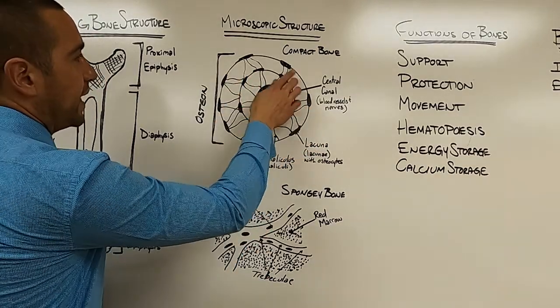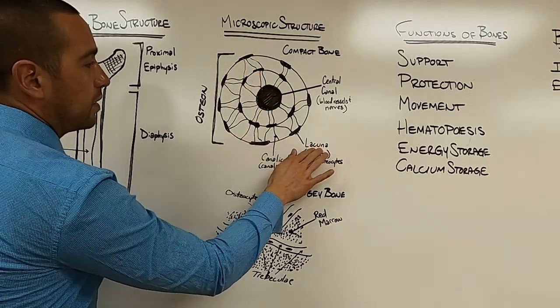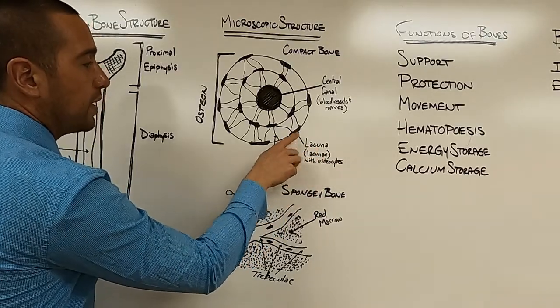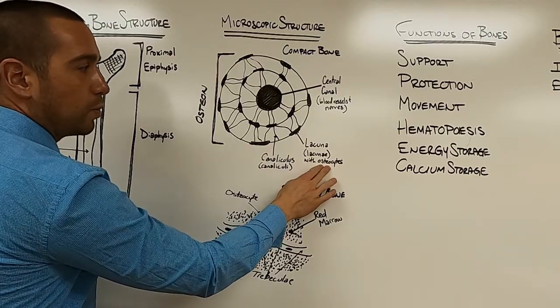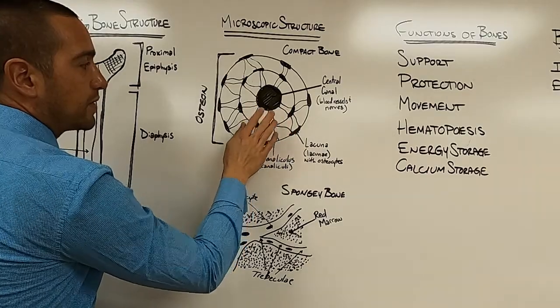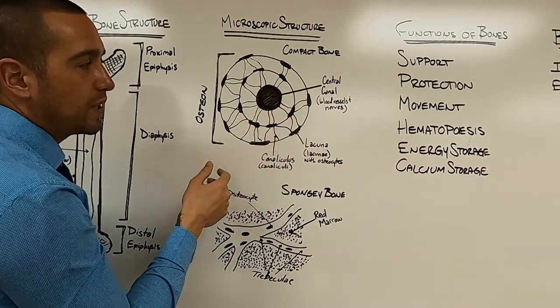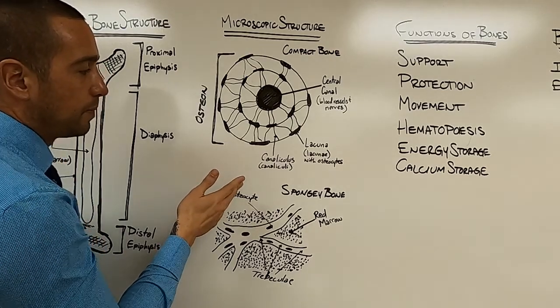Around the outside of the central canal are lacunae, is the plural. Lacuna is the singular. Those are the holes in the bone tissue where osteocytes, or bone cells, would live. This white section here would all be solid bone tissue, extracellular matrix, which is mostly calcium phosphate with some collagen fibers in between.